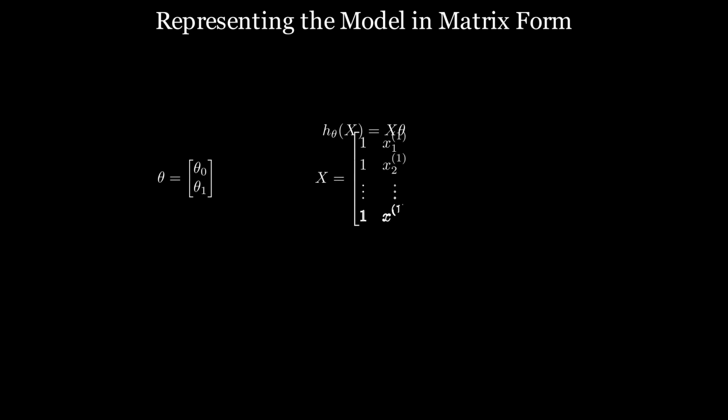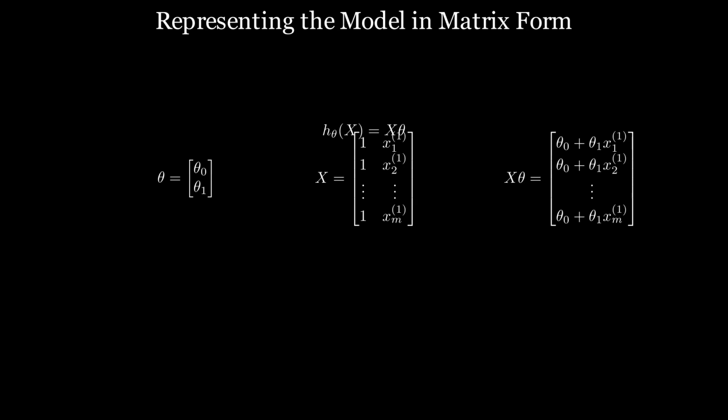Next is the design matrix X. Each row is a data point, and each column is a feature. We add a column of ones to account for the intercept term, theta 0. When we multiply X and theta, we get our vector of predicted values. Notice how each prediction follows our original linear model formula.